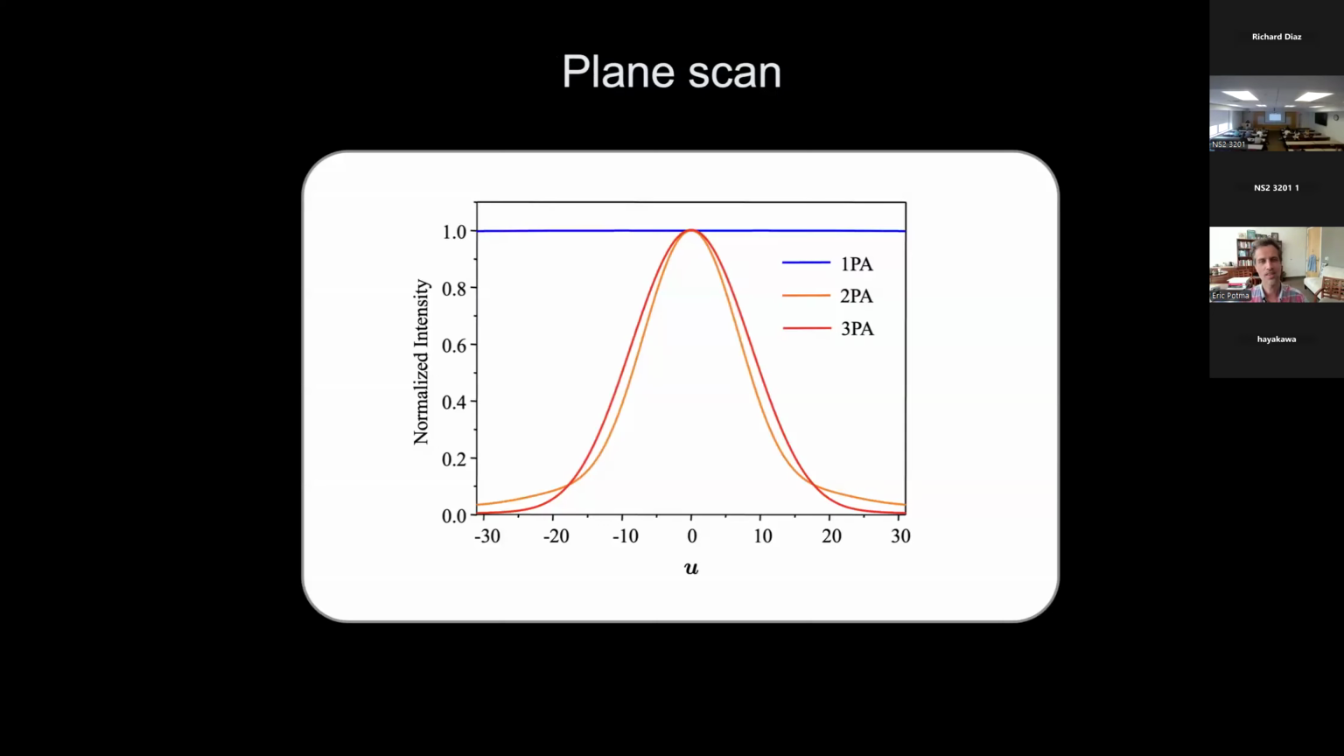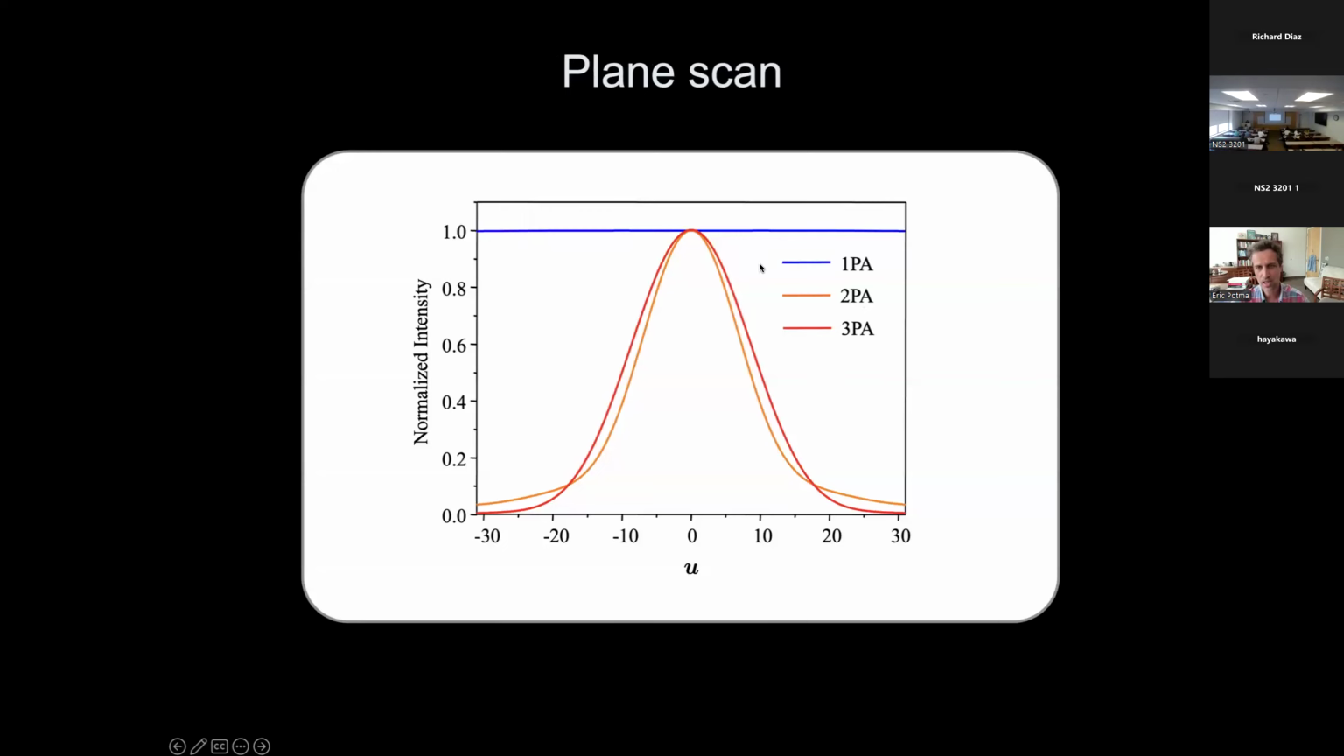So this is the same kind of plane scan that we did in drawing the plane across focus, but now I'm going to just plot it as a function of the axial position. So I'm going to start at a minus value and move through focus to a positive value. The u here is a unitless quantity that runs, in this case, from minus 30 to 30. And what you see here is three different kinds of optical responses.